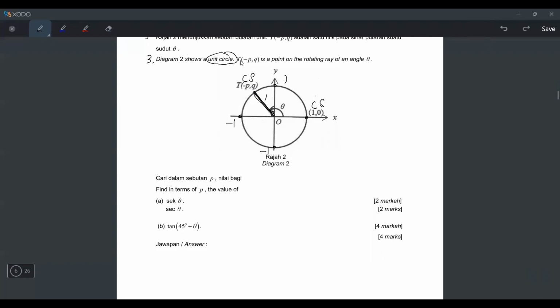All right. T negative PQ, where is it? Okay, it's here. It is a point on the rotating ray of the angle. Okay, we can see that. And then find in terms of P, this one and this one. Okay, you cannot do the AB first. Okay, you can't do it.